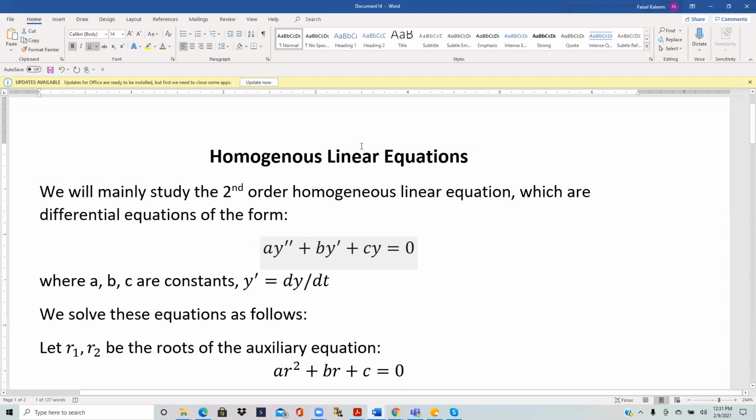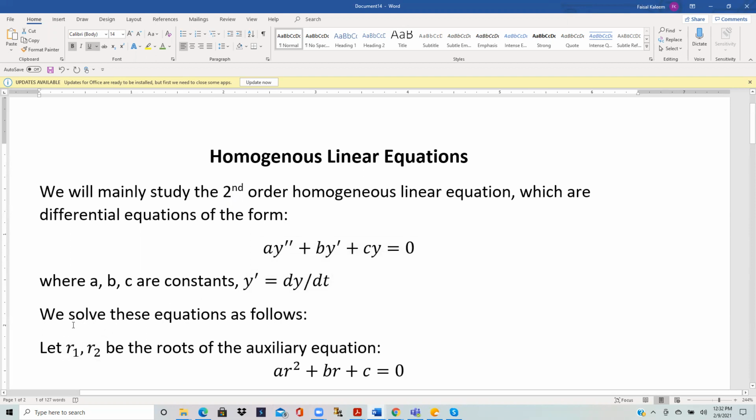Homogeneous linear equations. We will mainly study the second order homogeneous linear equations which have this form: a y double prime plus b y prime plus c y is equal to 0, where a, b, c are constants, and y prime usually would be dy over dt, but it could be any derivative. It could be dy over dx as well.